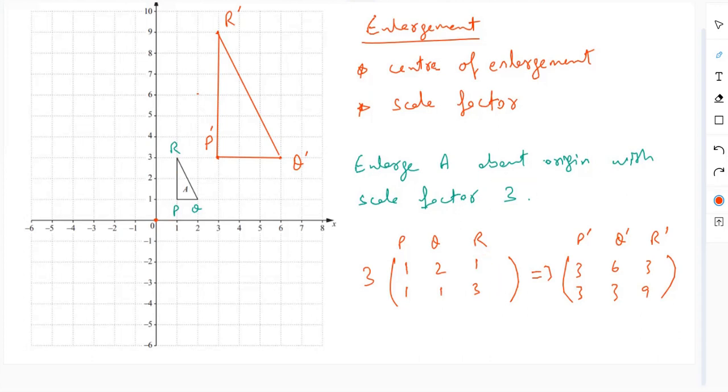Whatever your scale factor will be, you multiply it with this matrix, 3 into this, and you get the final coordinates of your image. So 3 3 from the origin. Yes, Manahil, you go 3 right and 3 up, you get P dash there. For Q dash you go 6 right and 3 up, you get Q dash. For R dash you get 3 right and then 9 up, you get that point there, that's R dash. Does that make sense, Shamir?